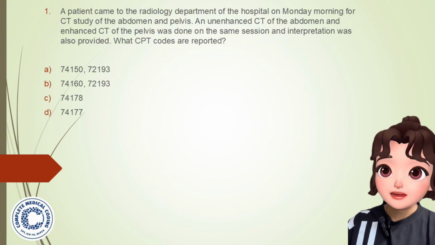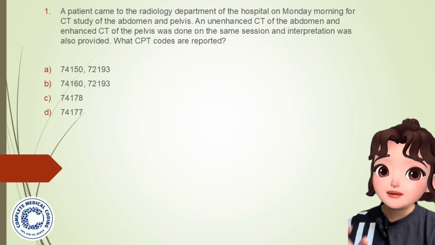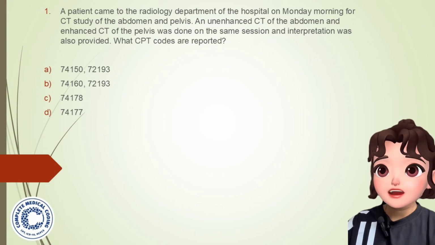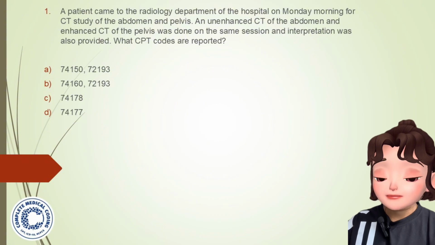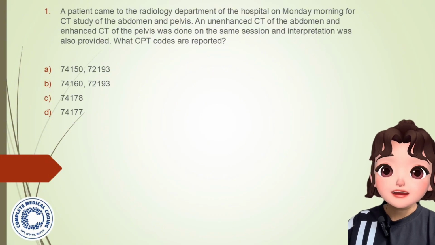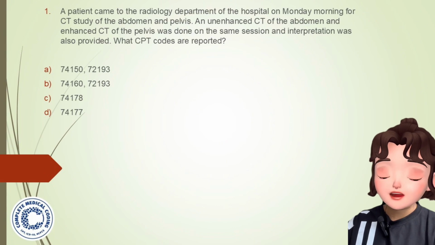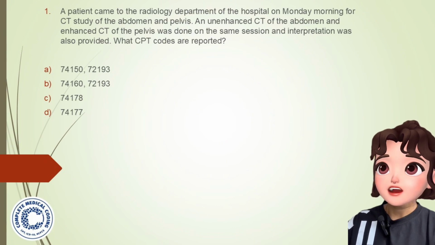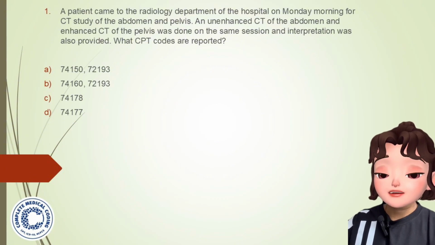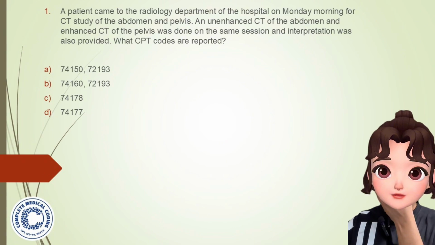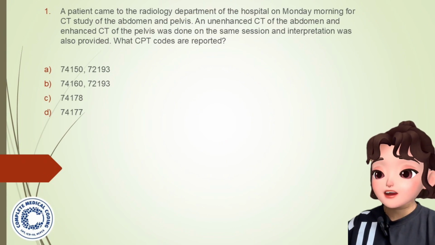Let's check the other options, because if there is any combined code, you have to always use the combined code. So always check all the options. 74160, CT scan abdomen with contrast. 74160 is CT scan abdomen with contrast, but that is a wrong answer, because we need CT scan abdomen without contrast. So skip that one. What is 74178? Options C and D, 74178 and 74177. Let's look into those codes.